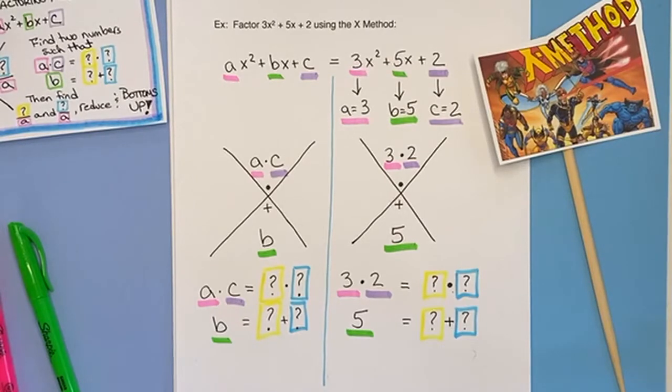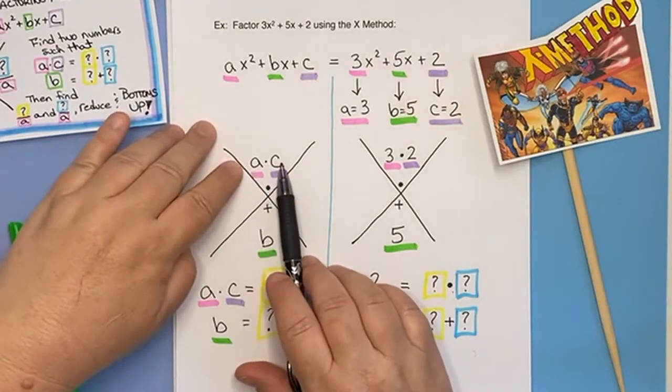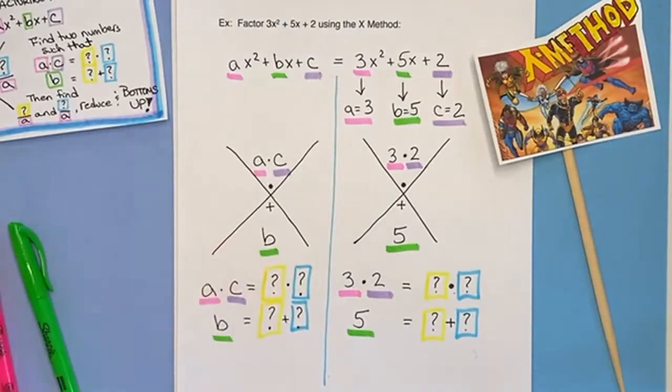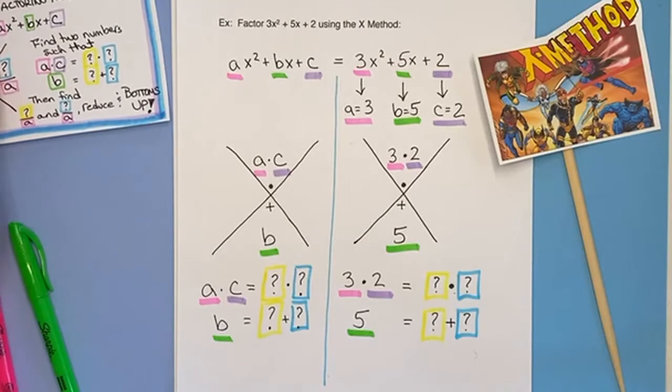And how do you remember that A, C goes on top and B goes on the bottom? Well, B goes on the bottom, right? So these are the little memory keys to remembering this.